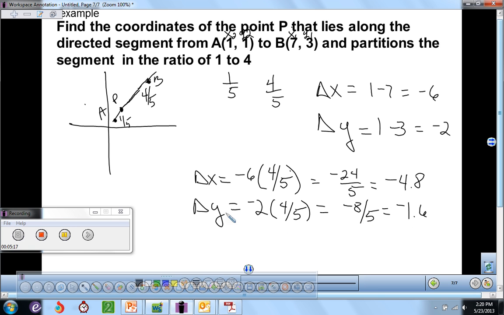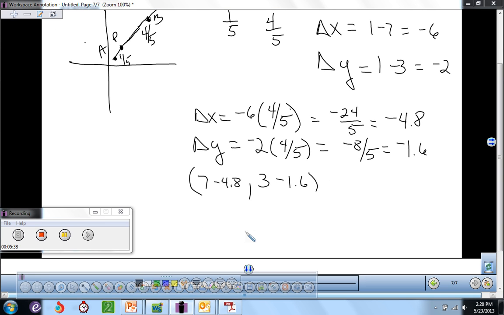Alright, so here's what we're going to do. We're going to take these two values and combine them with the x and y values for B. So we go 7 minus 4.8, and that will give us the P value, and then we'll do 3 minus 1.6. Then we combine those: when we do 7 minus 4.8, we end up with 2.2 as our x value. And then 3 minus 1.6, we end up with 1.4 as our y value.